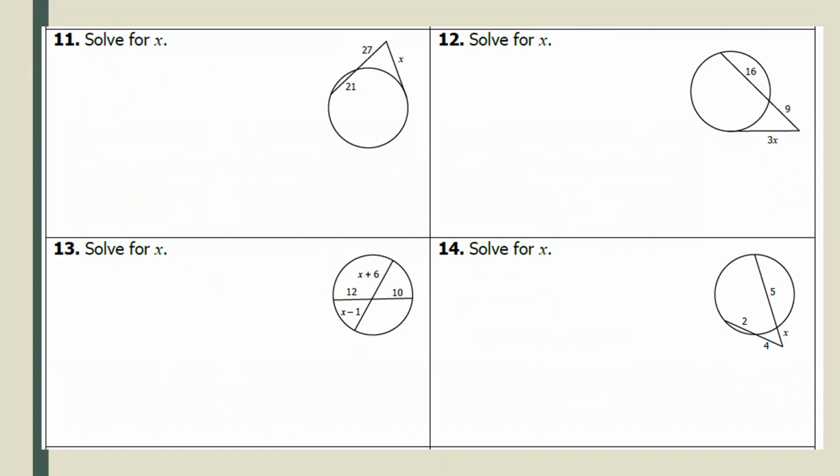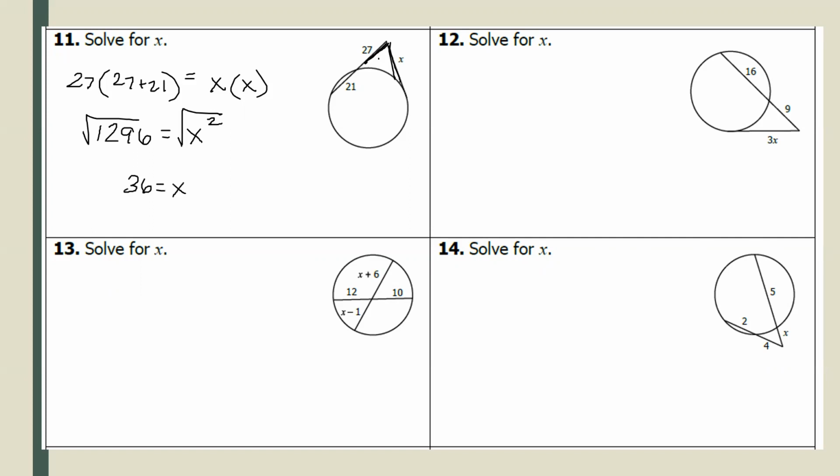So number 11, we have a secant. In our secant, the piece on the outside is 27 and the length of the whole thing is 27 plus 21. We have a tangent. So that's x, and the length of the whole tangent is x. Do you see what's going to happen here? 27 times 27 plus 21 is 1,296. And x times x is x squared. We've learned how to get rid of a square root. So we just type in the calculator, square root of 1,296, and x equals 36. So this was a little different because the tangent was the variable.